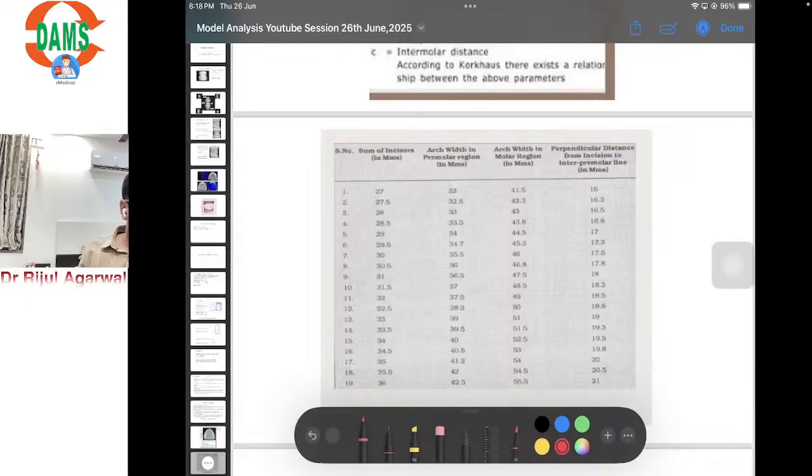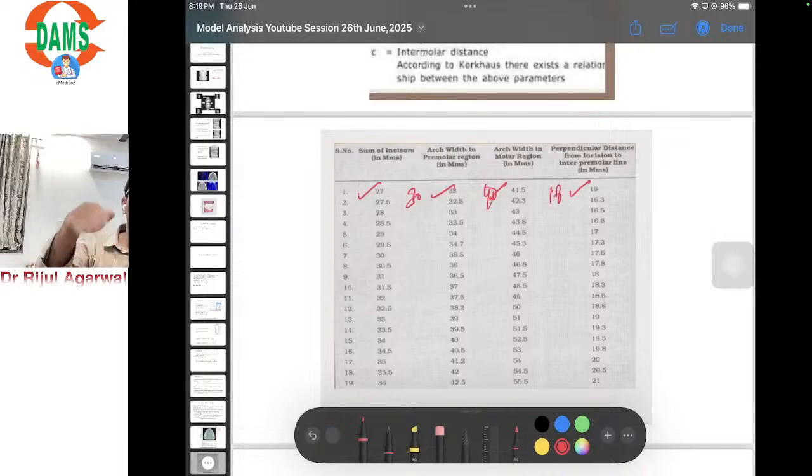So for a specific sum of incisors, suppose it is 27, according to Korkhaus the arch width should be 32 in the premolar, 41.5 in the molar, and the perpendicular distance should be 16. So what it means is, supposedly you get 27, and on measuring using the divider and scale, the arch width is 30 in the premolar and 40 in the molar. That means there is a need for expansion in this region. And the perpendicular distance can be 16 or it can be 18.